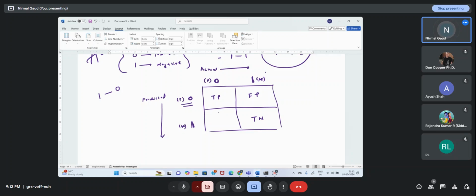Again, same thing here. Actual is 0, and the model predicted it as 1. It is a false negative. Got it?